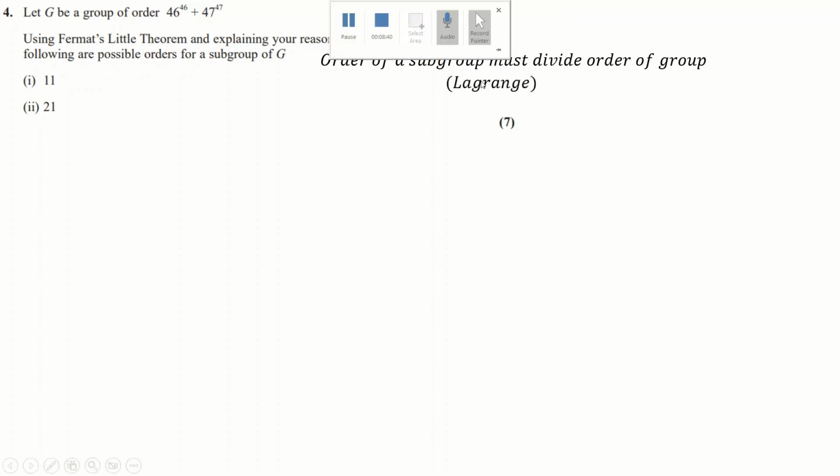I believe it's by this person. I actually don't know whether you have to quote his name. I should have looked that up. That is his name. I don't know whether you have to quote his name, but you can just quote this, that the order of the subgroup must divide the order of the group.